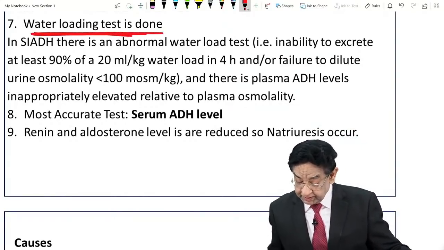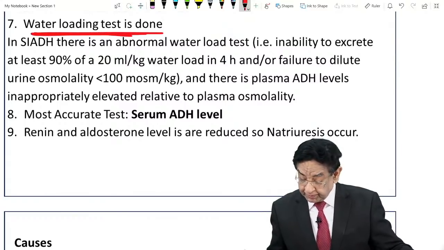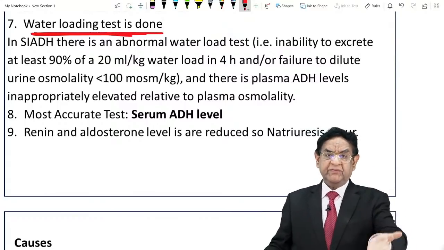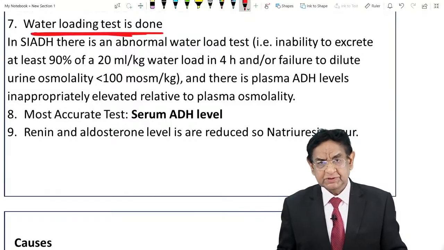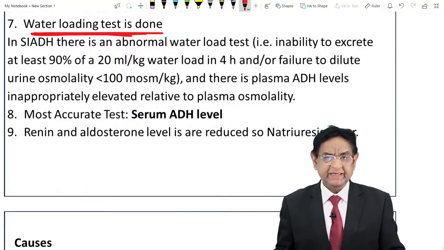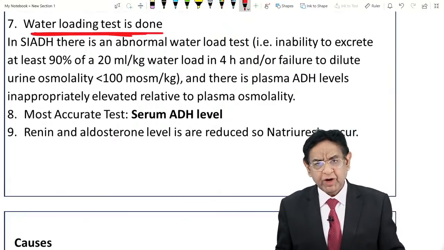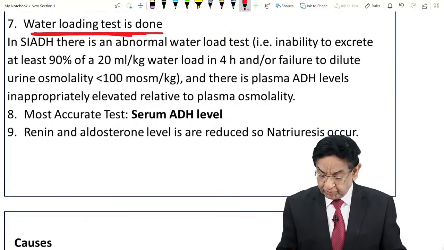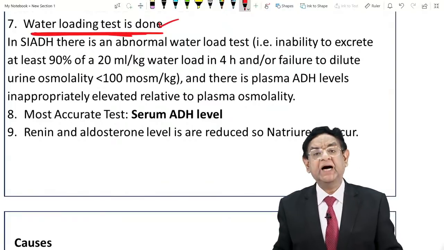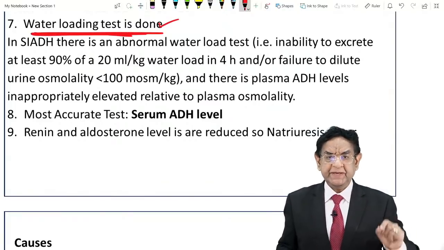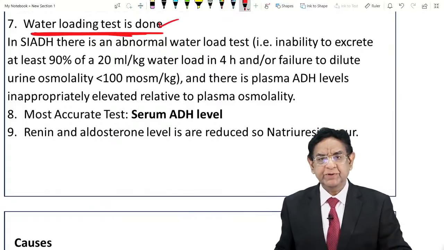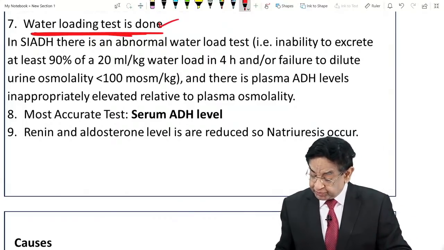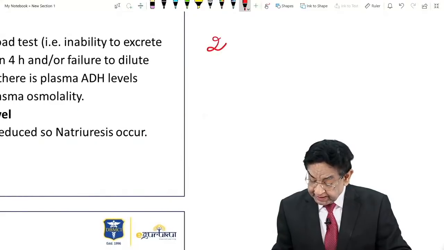Okay. So a patient of hyponatremia has come to you and you diagnose that he is a case of SIADH. You go for the water loading test. How is it done? You call the patient in the morning, on an empty stomach, and you give him 20 ml per kg body weight.